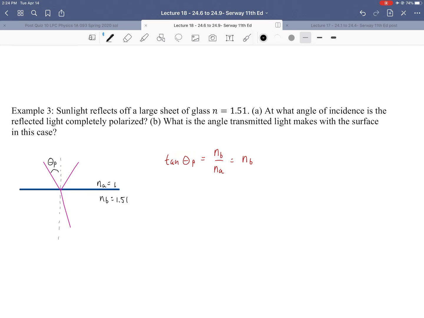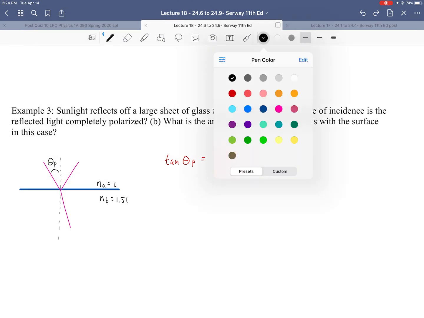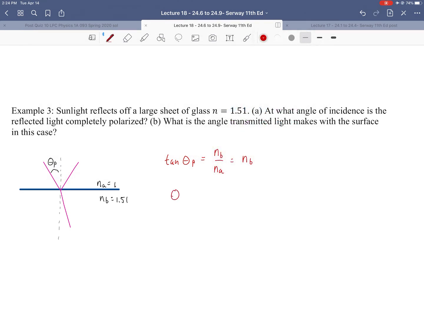So what angle of incidence is the light completely polarized? That would just be solving for theta p. So it's as simple as that. And again, that's just based on the idea that we need this to be 90 degrees, even though it may not look like 90 degrees the way I drew it, but it's supposed to be. And so that's just going to be tangent inverse of 1.51.